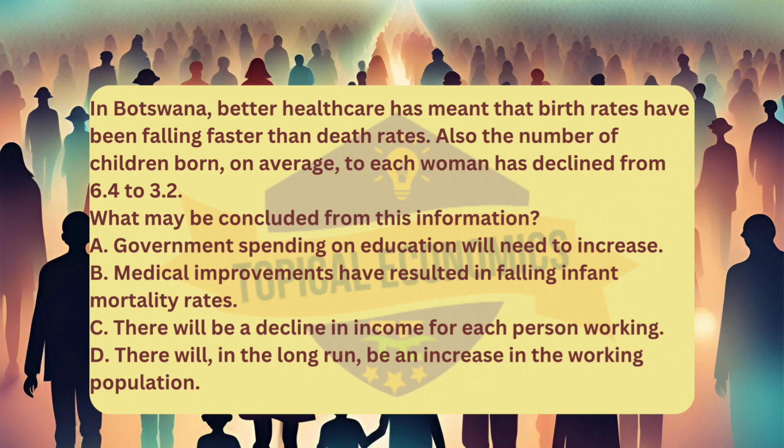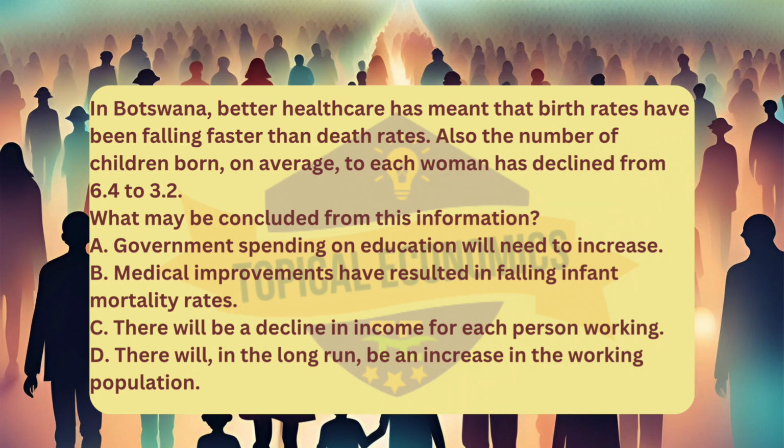Next, option C. There will be a decline in income for each person working. A decline in the birth rate and the reduction in the number of children born per woman do not necessarily imply a decline in income for workers. In fact, in many cases, as a population stabilizes or decreases, there can be a higher per capita income, because a smaller population can lead to more efficient use of resources and higher productivity. So, this option does not directly follow from the information given.